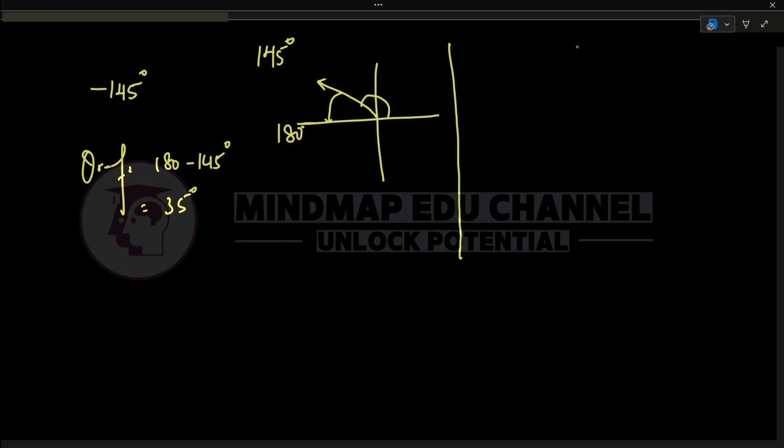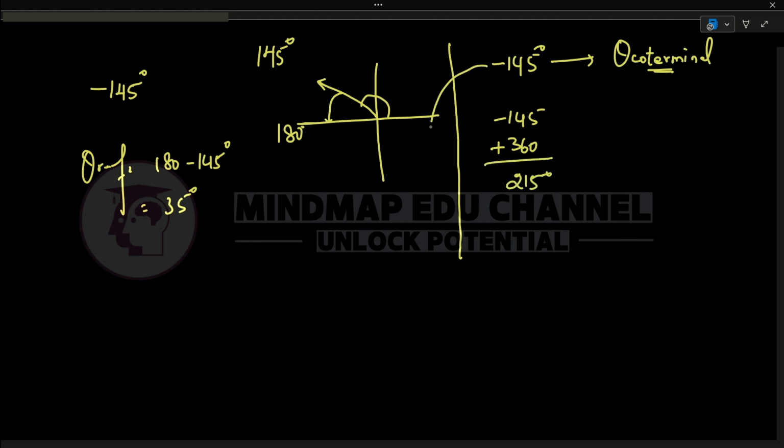And another way is by converting this negative angle to a coterminal angle. Now we have a full video on coterminal angles. I will give you the link in the description. Go and watch it. Now for that, what we will do is we will add 360 to it, and we will get 215 degrees. So we converted the negative angle to a positive angle.